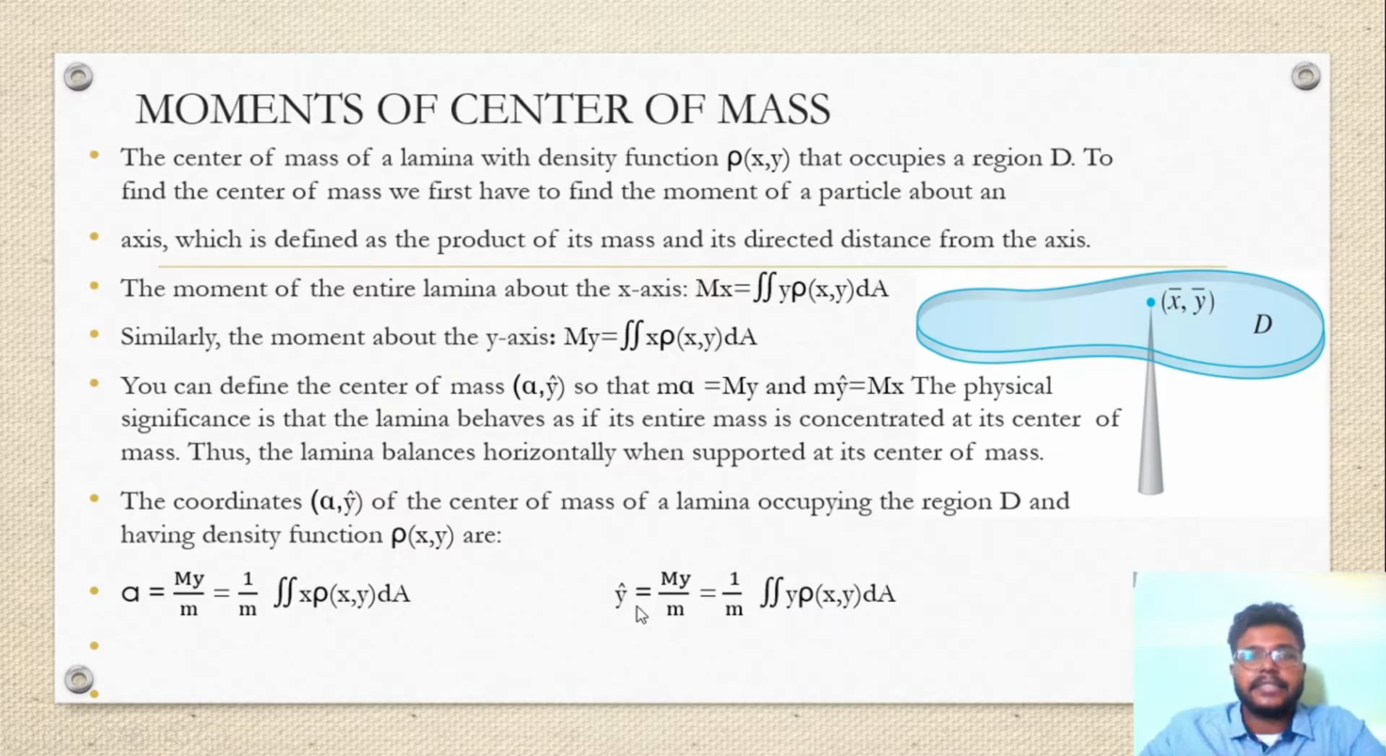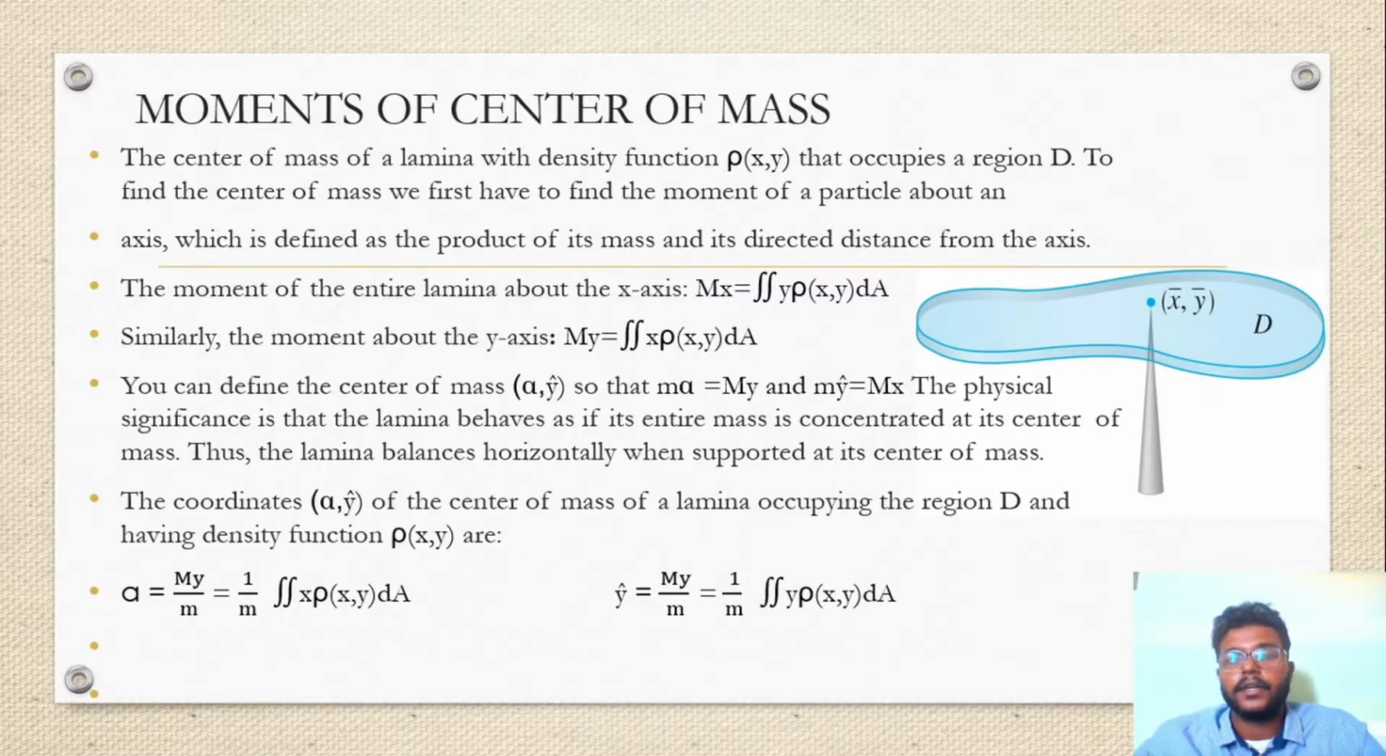The next topic is the moment and center of mass, which is basically where the mass of the lamina is. We should know why we are finding this and how it contributes to engineering applications. So for the center of mass of a lamina with density function that occupies a region D, like over here, we first have to find the moment of a particle about an axis, which is defined as the product of its mass and its directed distance from the axis.